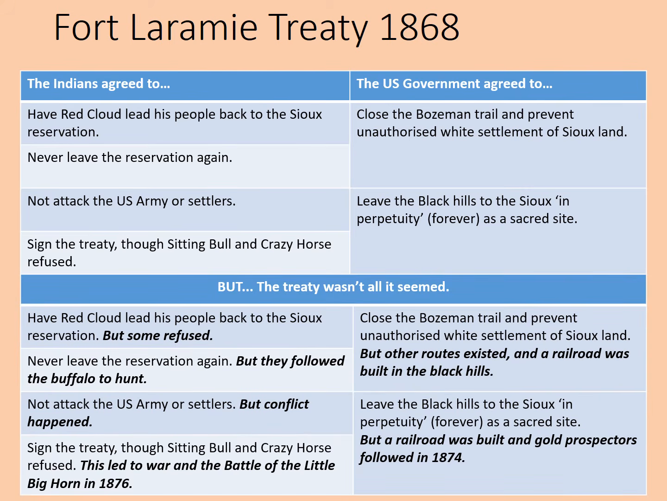But the treaty isn't all that it seems. As usual, this is another case of the US government going back on their deal with the Indians. So, for every one of these points, there's a but. Although the Indians agreed to have Red Cloud lead his people back to the Sioux reservation, well, that was true, but some refused to go and they followed Sitting Bull and Crazy Horse instead.